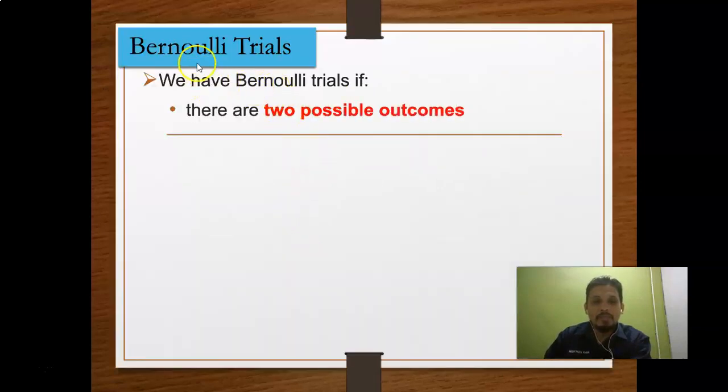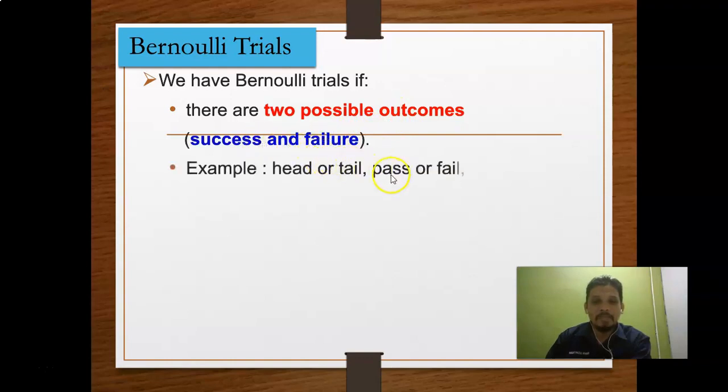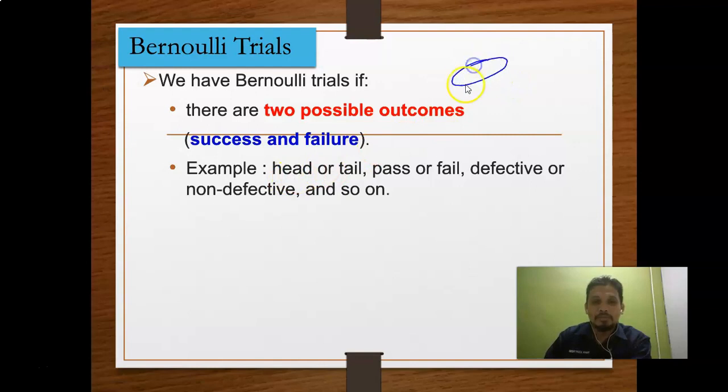So we look at the Bernoulli trials. There are two possible outcomes, only two. It's either success or failure. For example, head or tail, pass or fail, defective or non-defective, and so on. For example, head or tail: when we toss a coin, I think all of you know what this coin is. Just imagine that the face of this coin shows the value of the coin, which is 50 cents. So we specify this as a head and this part as a tail.